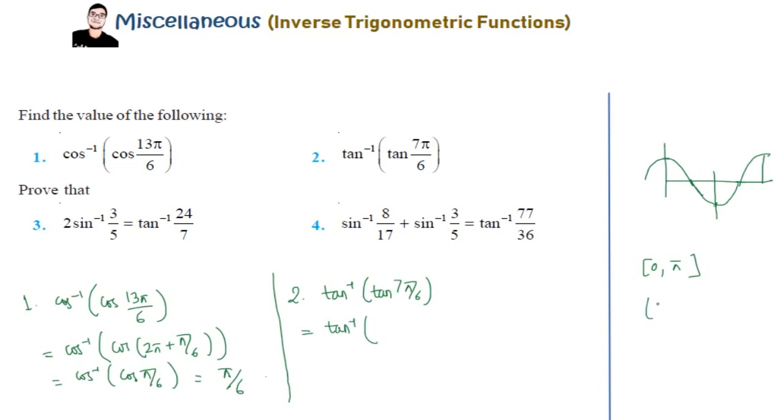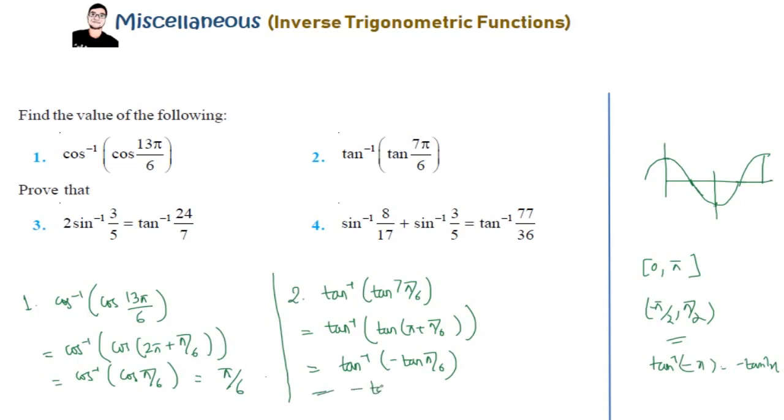Since 7 pi by 6 does not lie between minus pi by 2 to pi by 2, which is the principal range of this function, we write tan of 7 pi by 6 as tan of pi plus pi by 6. If you remember, tan of pi plus x is equal to minus tan x, so that is going to give you tan inverse of minus tan pi by 6. Now tan inverse of minus x is equal to minus tan inverse of x. So this is going to be minus tan inverse of tan pi by 6, which is going to give you minus pi by 6, and you see minus pi by 6 lies in this range.